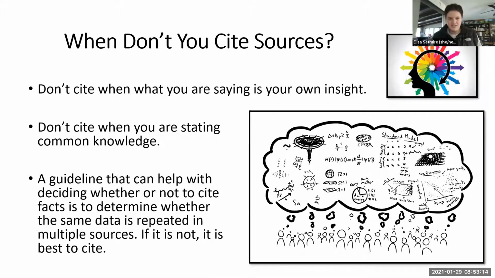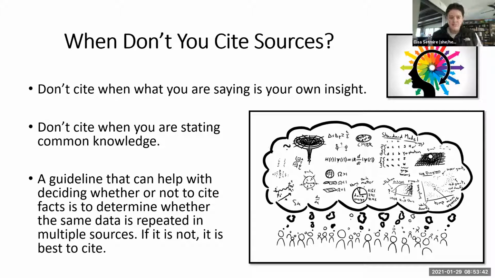You don't need to cite when what you are saying are your own ideas. If it's your own insight, your own ideas, you don't need to cite that. That is yours, right? So if somebody else wants to talk about it, they will have to cite you, which is kind of a fun thought. You don't need to cite when you're stating common knowledge. If whatever it is you're talking about is in multiple sources, it's considered general common knowledge, you're not going to need to cite that information.